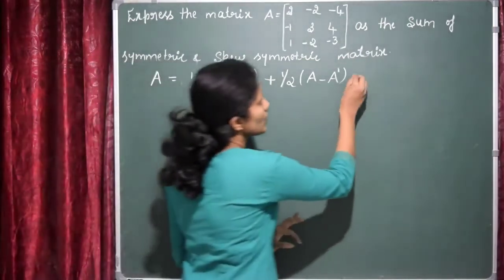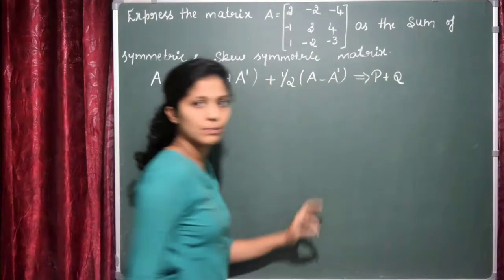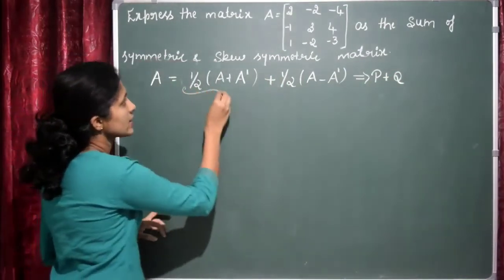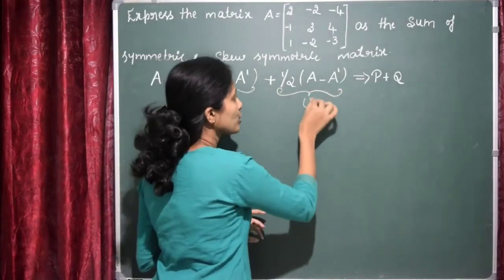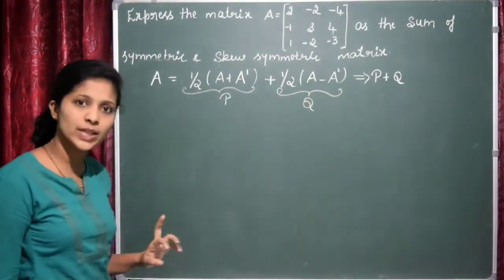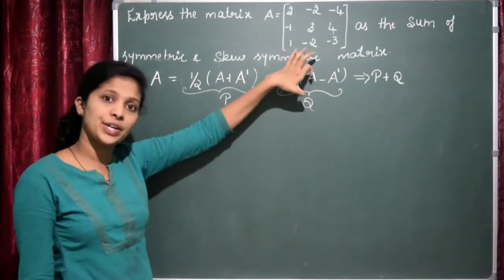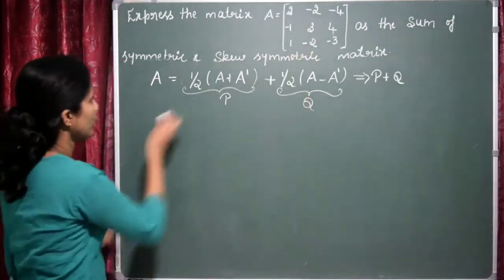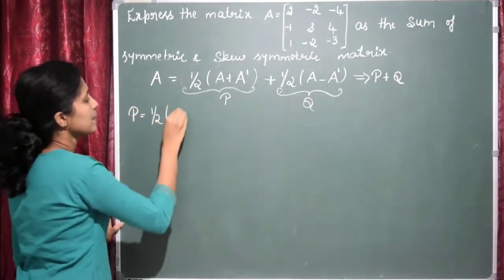To solve this problem, we consider this as P plus Q. Here I have considered this as P, and this is Q. You have to find the value of P and show that it is symmetric, and you have to find the value of Q and show that it is skew symmetric. First we'll find P. What is P? P is equal to half of A plus A dash.